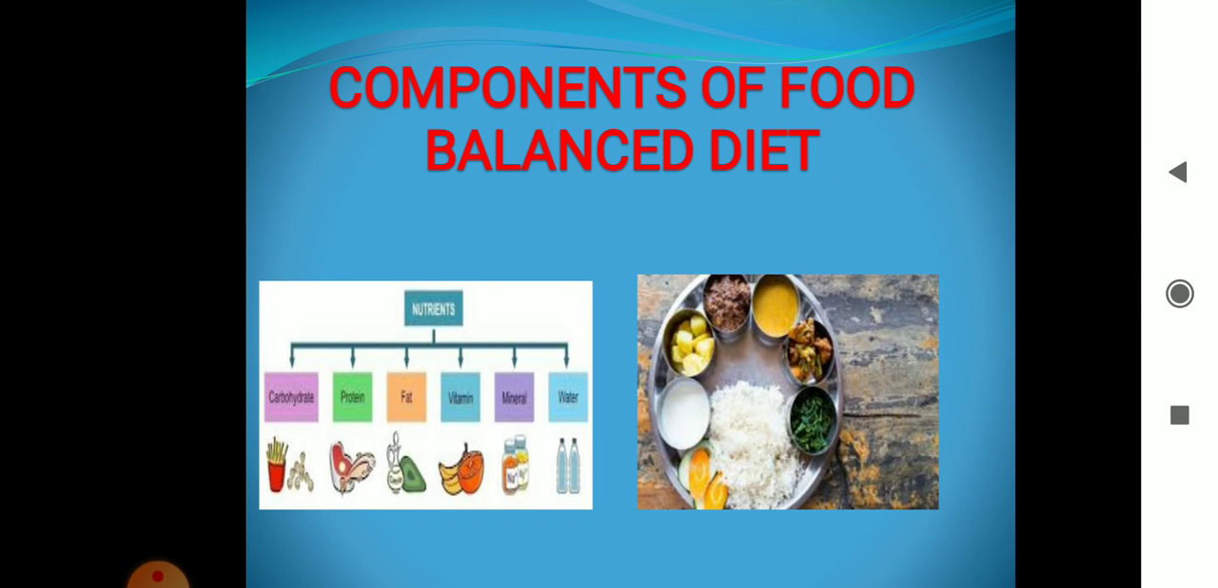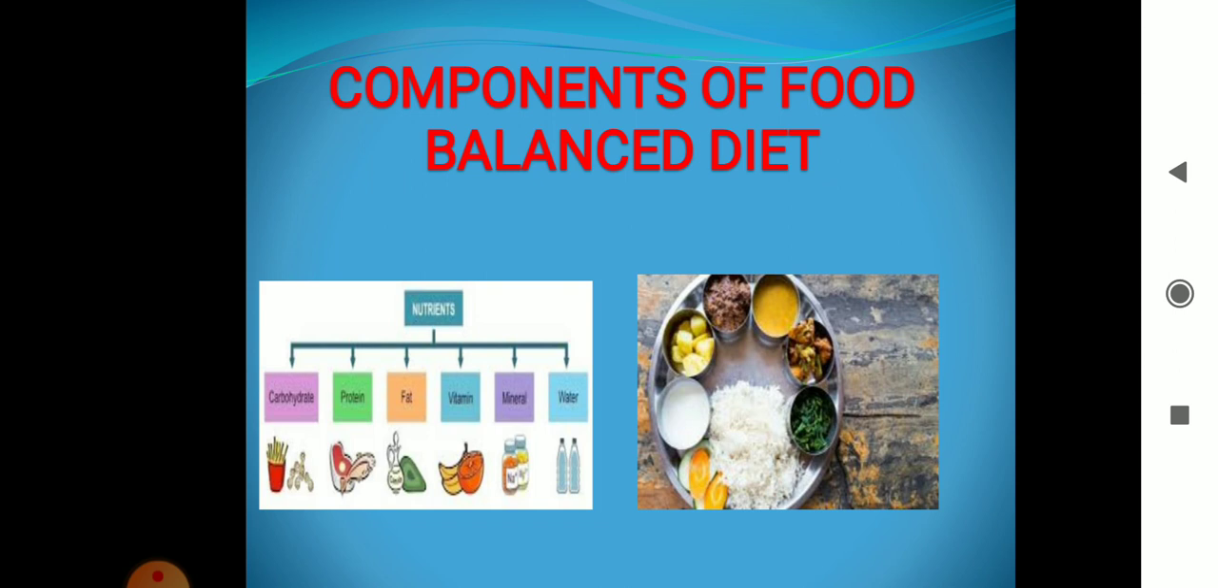What are the components of food? The food which we eat, what does it contain? The food contains carbohydrates, proteins, fats, vitamins, minerals, and water. And our body needs all these components. All these are called nutrients. All these nutrients are required for our body to remain healthy. What will happen if we don't get all these nutrients? If we don't get all these nutrients, we may fall sick.